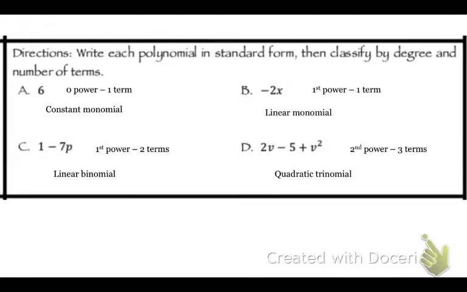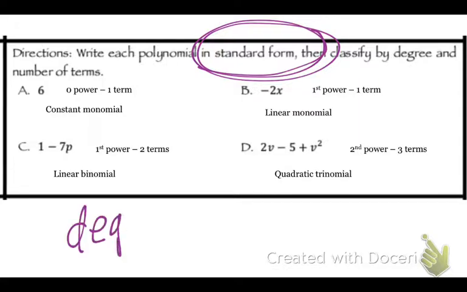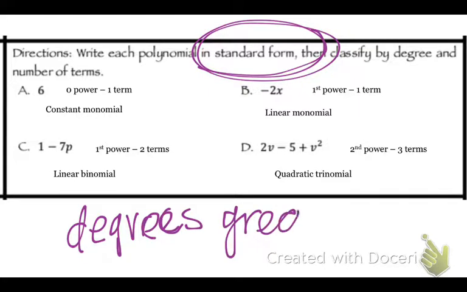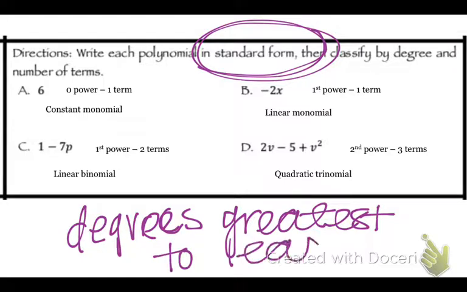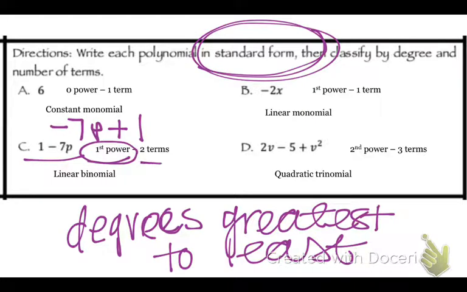So this one, we have 1 minus 7p. It asks us to write these in standard form, though. Standard form is when the degrees go from greatest to least. Sorry, I'm writing this with my finger. Greatest to least. So to write this in standard form, that would be negative 7p plus 1. Now that's still the first power. There's two terms, so that's a linear binomial.